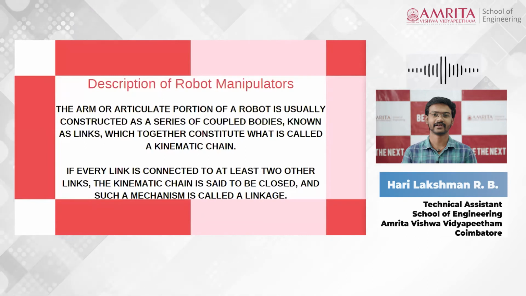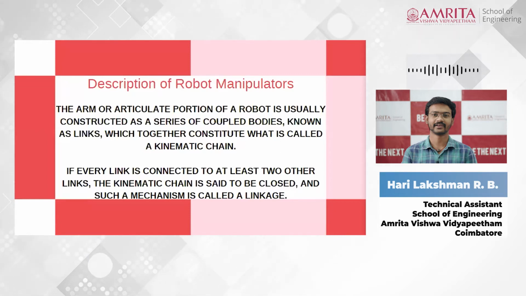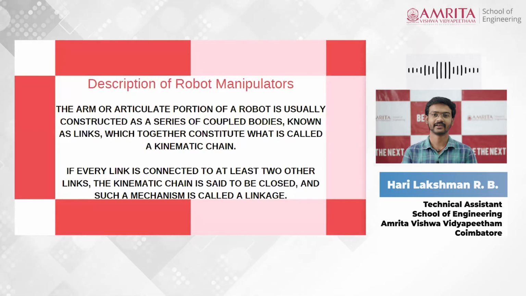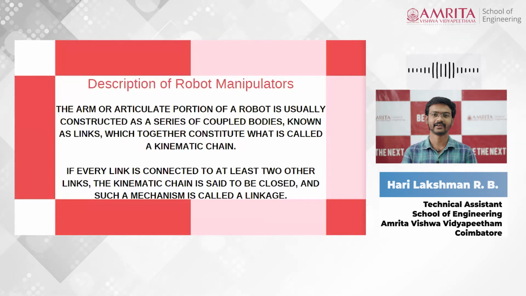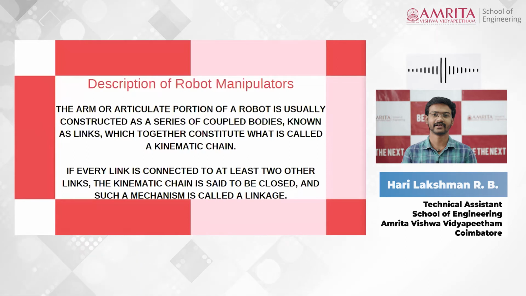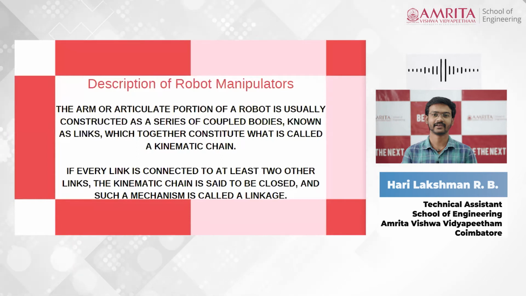So the arm or articulated portion of a robot is usually constructed as a series of coupled bodies known as links. I have mentioned this in the previous session also: a robot arm or a manipulator is nothing but a series of connections of coupled bodies or rigid bodies, which are known as links. So once you have determined the degree of freedom, you need to apply the kinematics and dynamics to give the motion of the robot.